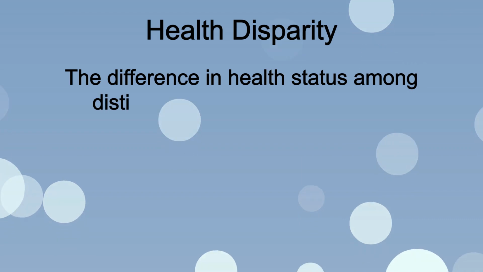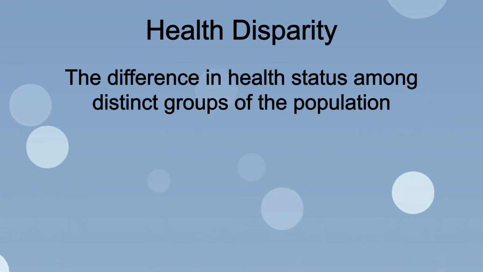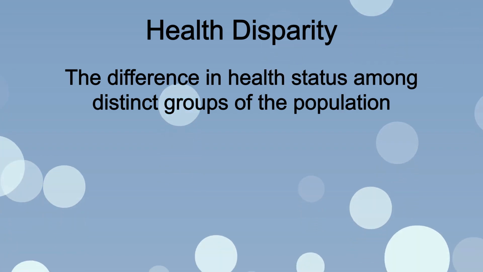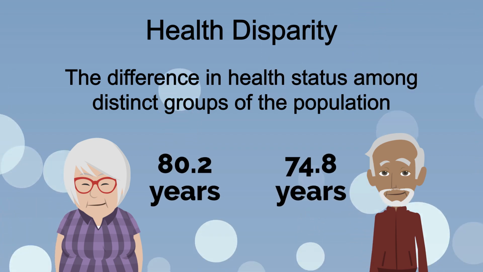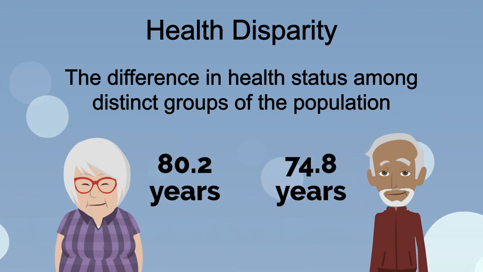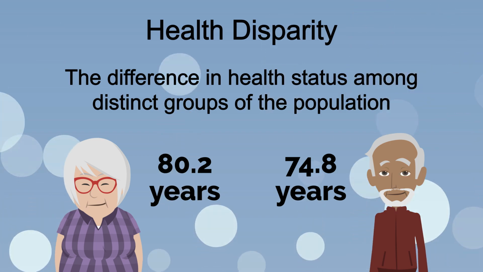Health disparities are the differences in health status among distinct groups of the population. Based on information from the Centers for Disease Control and Prevention, women in the U.S. tend to live longer than men. This is an example of a health disparity. These disparities can be caused by many different factors.